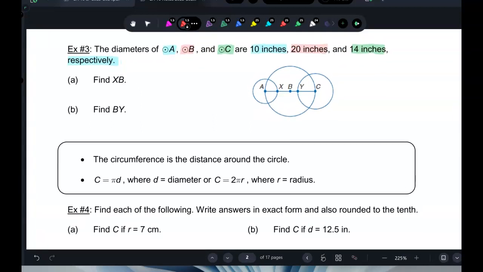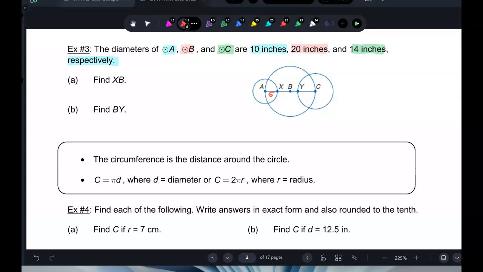What's your approach to label it? AX, we know is going to be 10. Good. And then AB would be 20 minus 10. So XB is 10. No, you guys are not thinking. Look, it's the radius. That's the diameter. Ryan, all the way across is 10. So from A to X is 5.